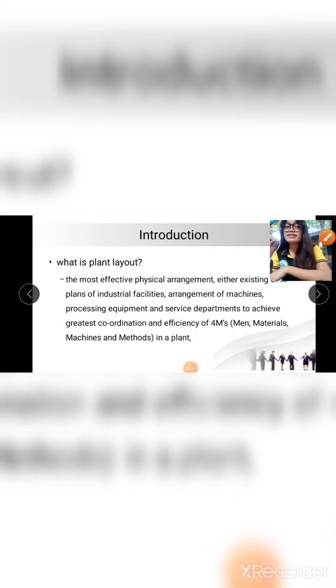What is plant layout? Plant layout is the most effective physical arrangement, either existing or in plans of industrial facilities: the arrangement of machines, processing equipment, and service departments to achieve the greatest coordination and efficiency of the 4Ms, which are men, materials, machines, and methods in a plant.